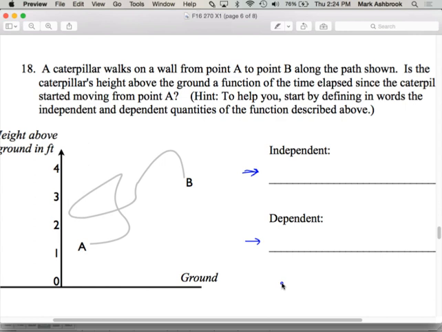So that graph is what? That graph is just the path. Okay. What they all said? Okay. Oh, you guys are so smart. All right, and I'm not surprised. What's the independent variable? Time since starting to move. And the dependent variable? Height above the ground of the caterpillar. And so, is it a function or not?